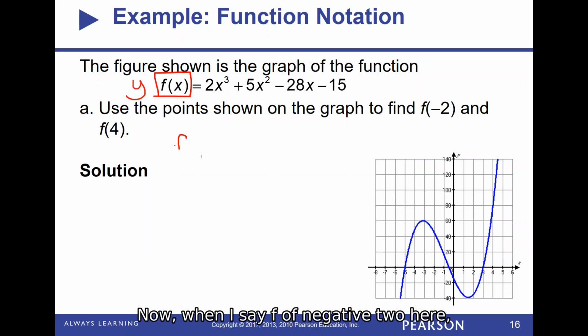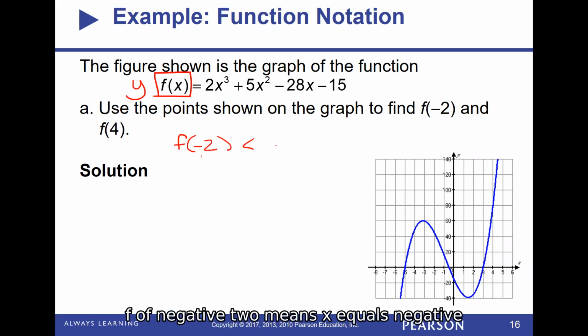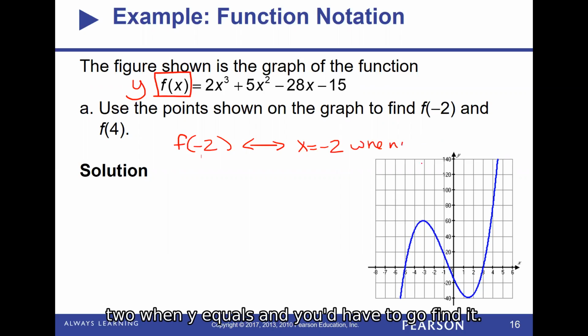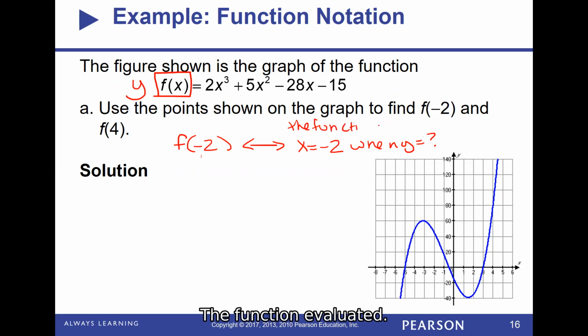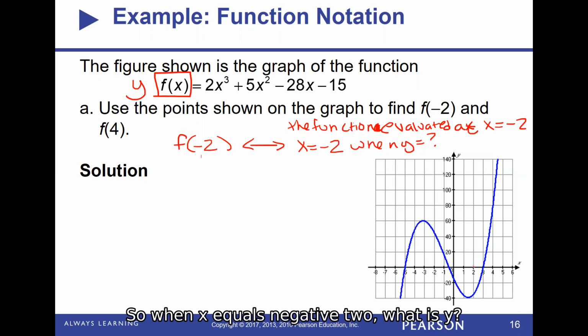4. Now, when I say f of negative 2 here, f of negative 2 means x equals negative 2 when y equals, and you have to go find it. So that's basically what this function is saying. It's the function evaluated at negative 2. The function evaluated, oops, sorry, my T became an X, at x equals negative 2. So when x equals negative 2, what is y?